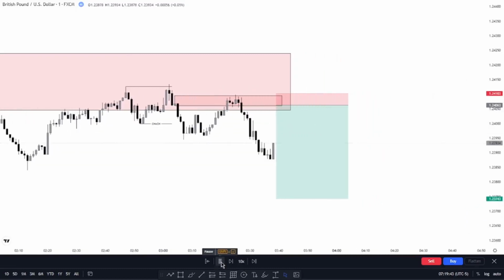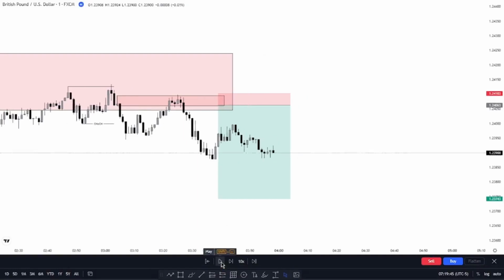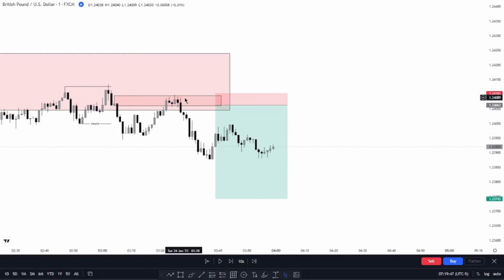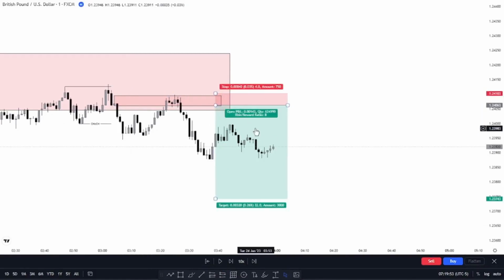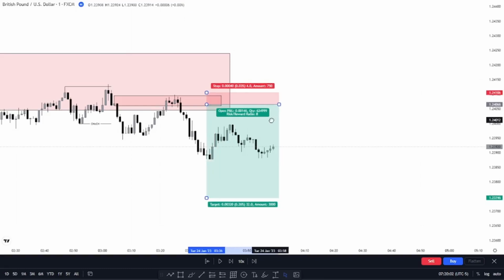Okay, so we are tapped into the market, guys. As you can see, we are tapped into the market. Like I told you, it wicked a bit above this. So if there was no buffer here, it would have taken you out of the market completely. Can you see that? If we did not leave a buffer, take a look at what would have happened. It would have taken you out of the market.